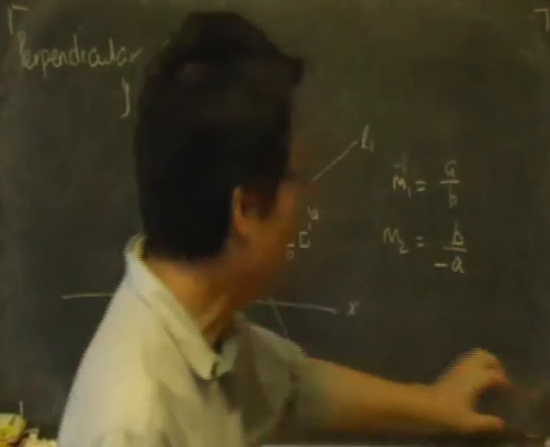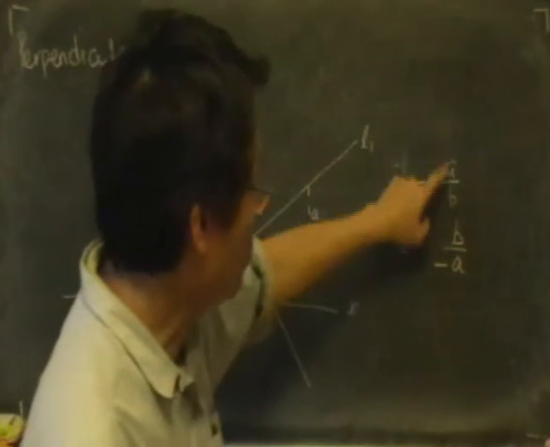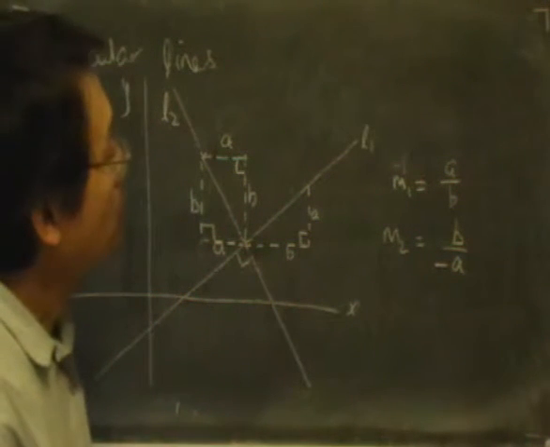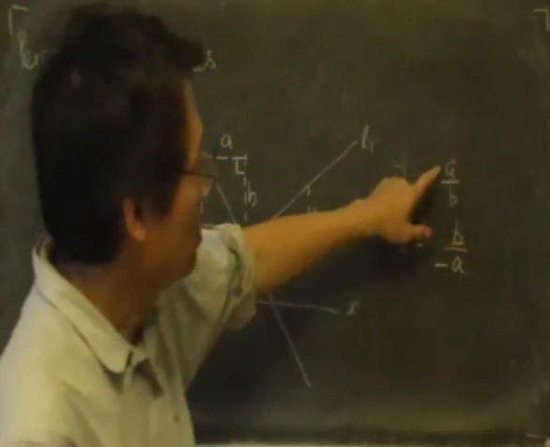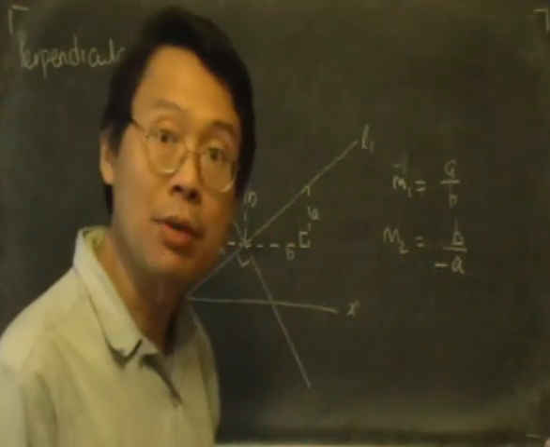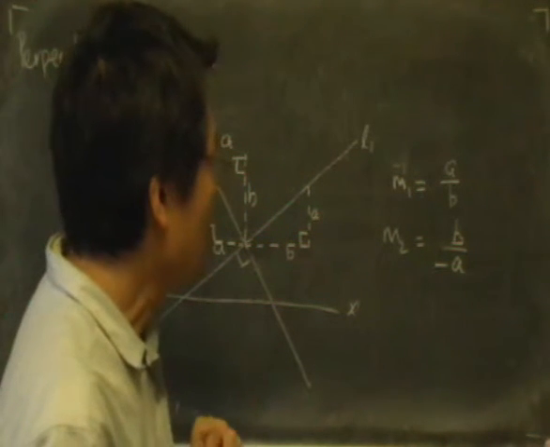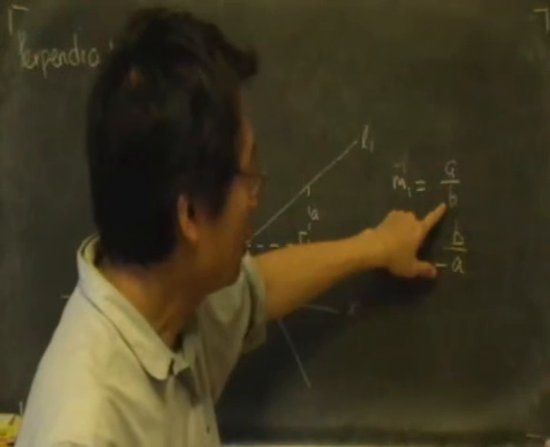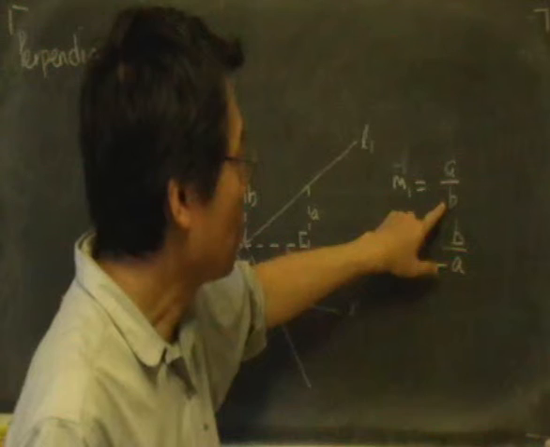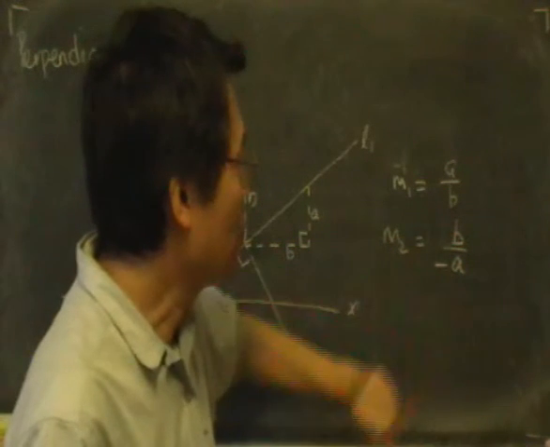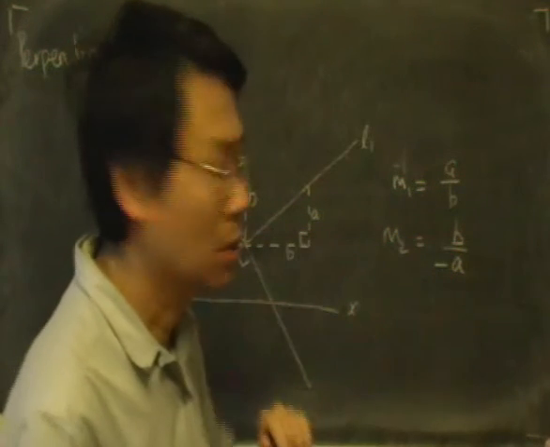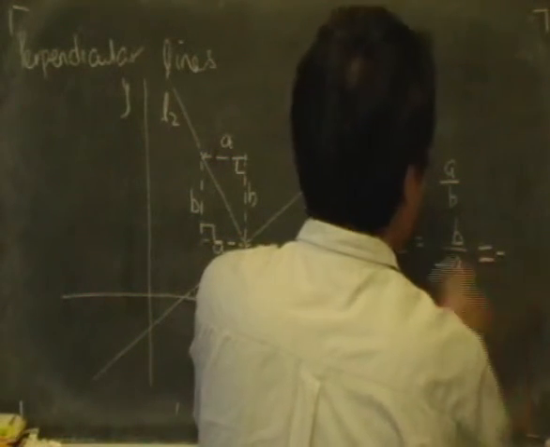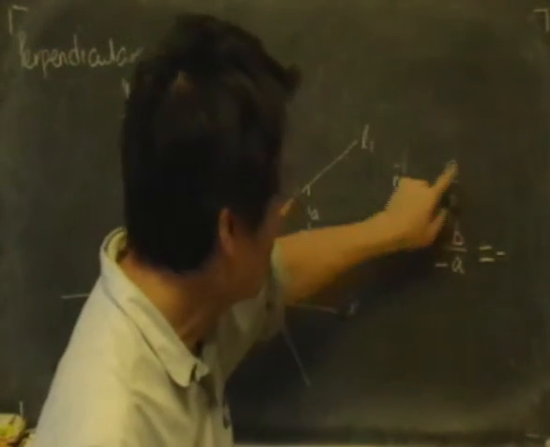Now if we look at those two expressions, M1 is A over B, M2 is minus B over A, there are obviously similarities, and the way it is usually written is this. You know that A over B is just the inverse of B over A, right? You take A over B, turn it upside down, you get B over A. So B over A is just 1 over M1.